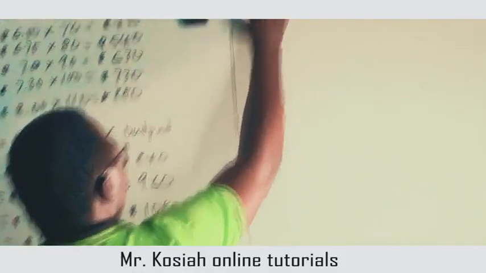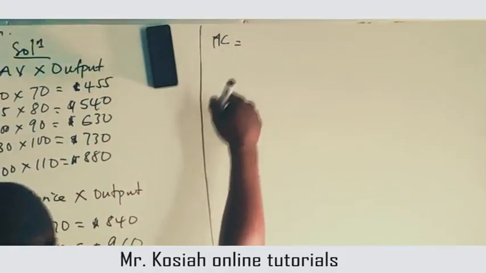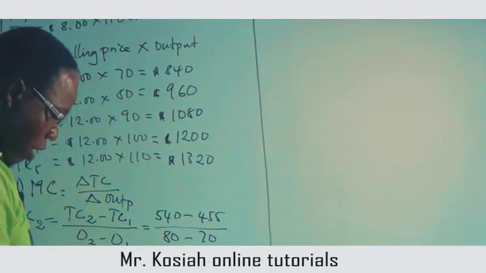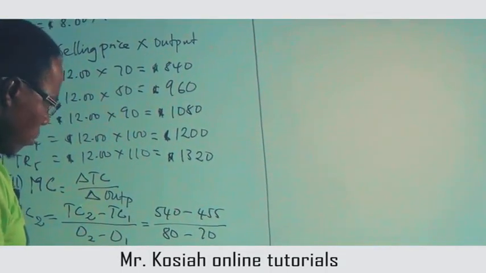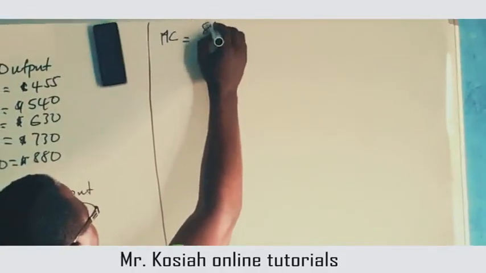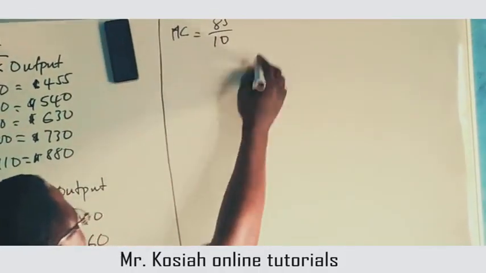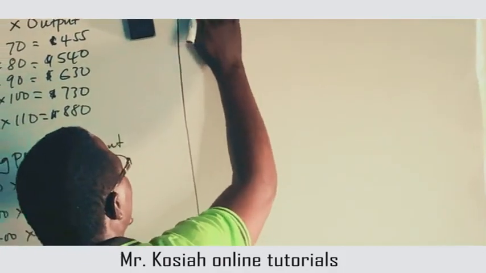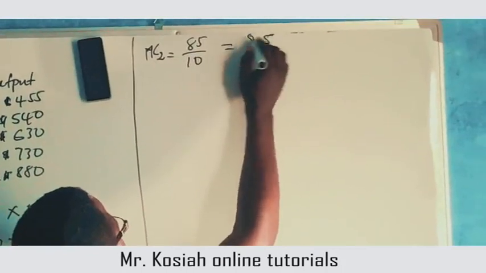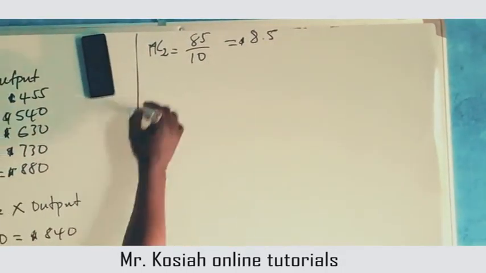So now, this will give us marginal cost at 2. Of course, do not forget, it's a continuation of this. We have the difference between this and this, 540 minus 455. This is 85 expressed all over 10, and this automatically gives us $8.50. This is the marginal cost at 2.